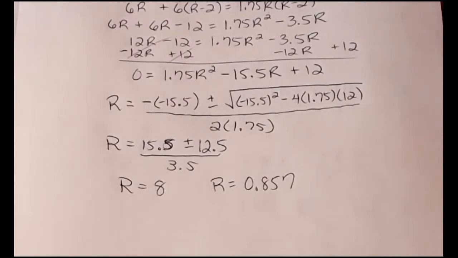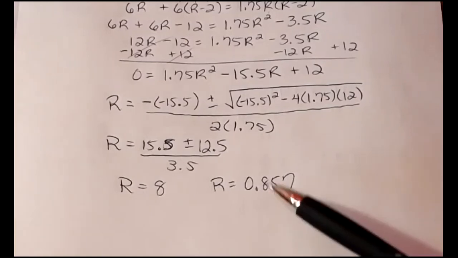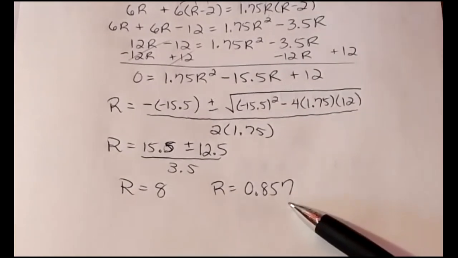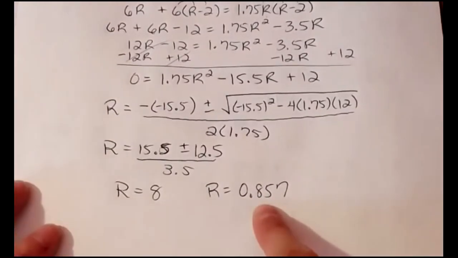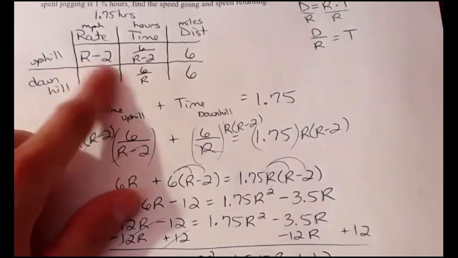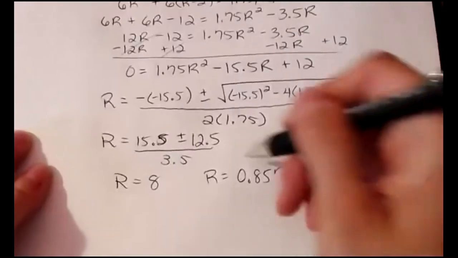So if, for instance, we say that, okay, well, the rate's positive, doesn't that make sense? Check this out. If the rate is 0.857, and I plug that back in here for my rate uphill, you're going to have a negative rate. So that right there tells us, no, we're going to throw that one away because that one's not going to work. It's not a valid rate because she can't move uphill at a negative speed. So I'm going to cancel this one out.